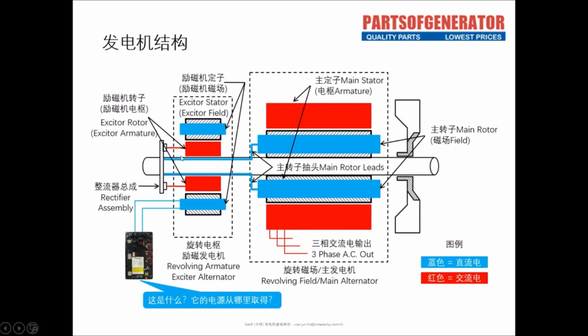After knowing the composition of the generator, let's take a look at the structure of the generator. The first is the main generator. This main generator consists of two parts, the stator and the rotor.